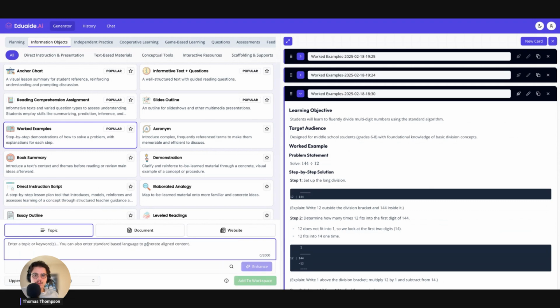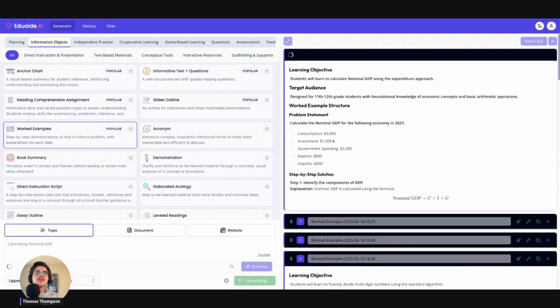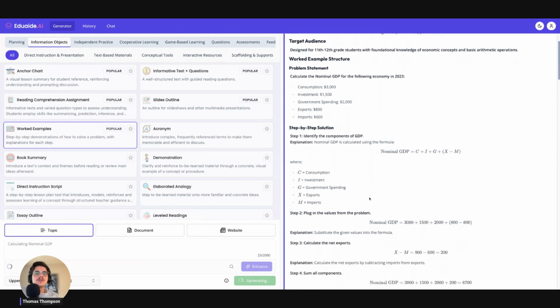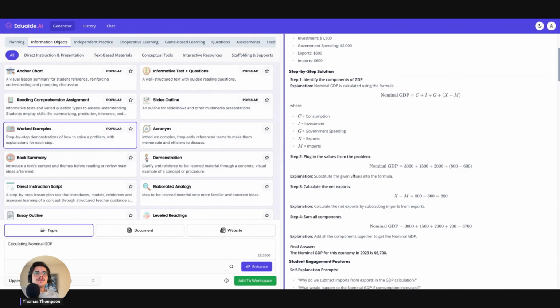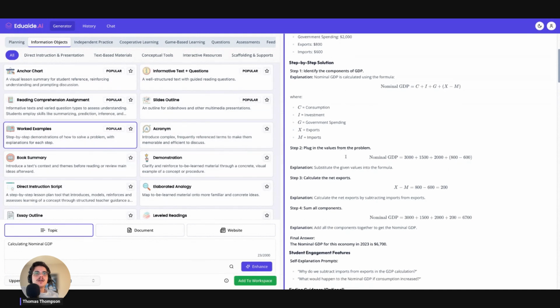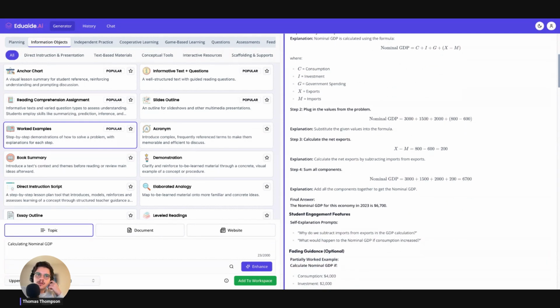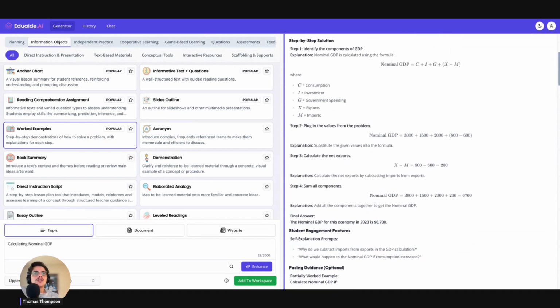Let's set it for calculating nominal GDP. Add to workspace. Oh, here we go. Consumption, investment, government spending, exports, imports. We identify the components. We plug in the values. We calculate the net exports. We sum all the components. And we learn the basics of the nominal GDP calculation.